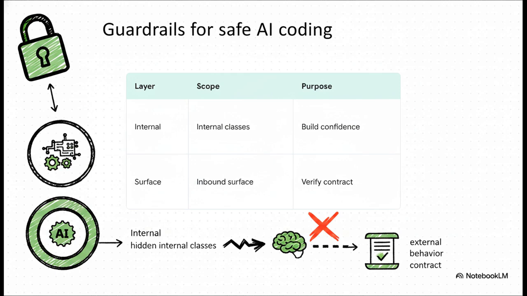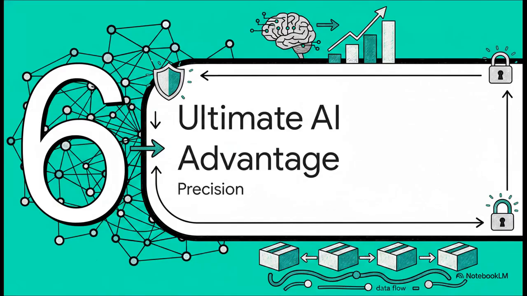And here is the golden rule, folks. If an internal refactor by your AI breaks a surface functional test, the AI just violated the externally visible contract. Period. The change has to be rejected. And finally, Section 6, the ultimate AI advantage, precision.